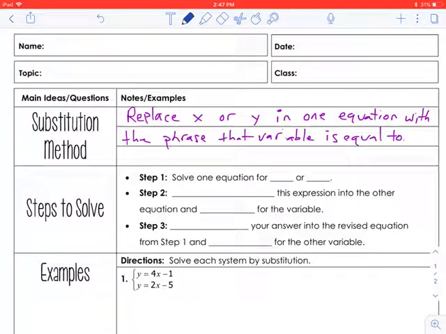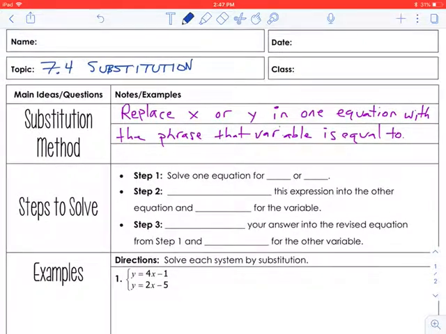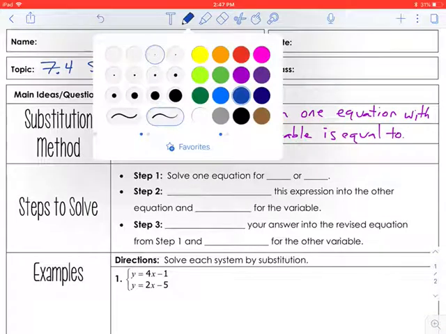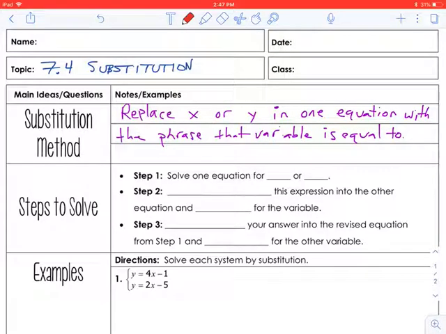All right, Algebra 1, we are talking about our last method of solving systems, and that is the substitution method. Substitution method is pretty much exactly how it sounds. We are going to substitute something for another to solve. Specifically, we're going to replace x or y, depending on whichever is by itself already in one equation, with the phrase that variable is equal to.